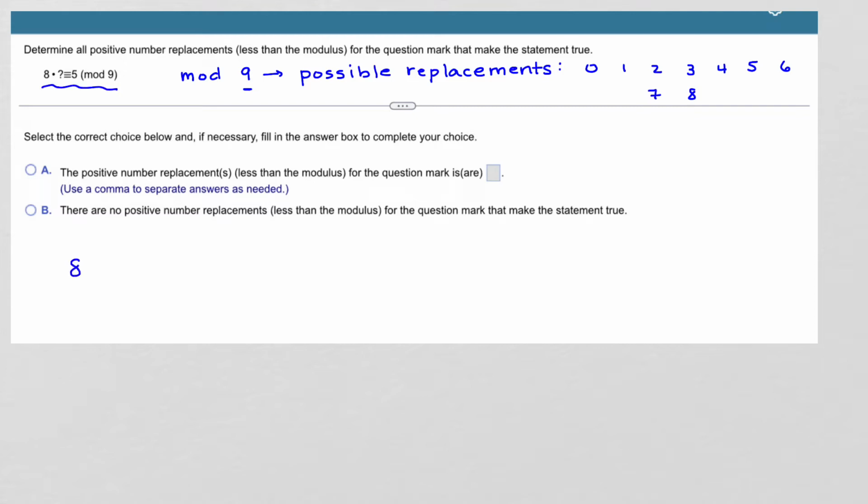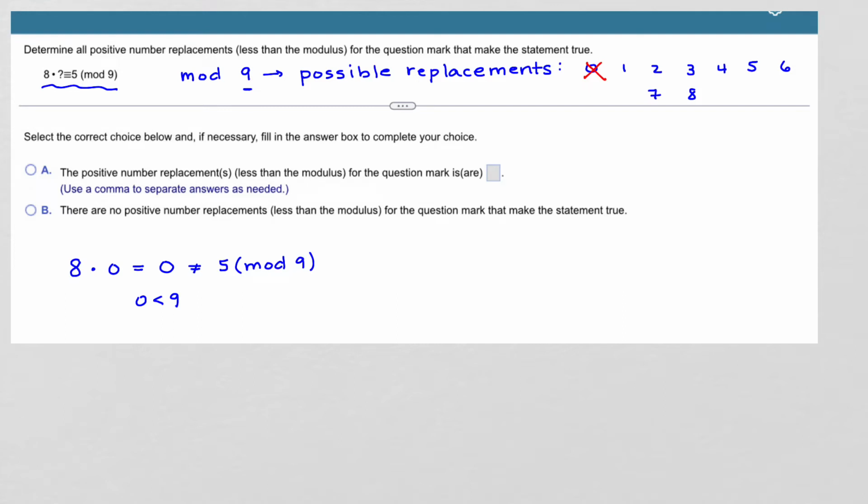So here we have 8 times, start with 0. What does that equal? Well, 8 times 0 is 0. And since 0 is less than 9, I don't have to convert this to a mod 9 number, so I'm ready to compare that with 5 mod 9. And it's not equal, so therefore 0 is not a good number. So let's cross that one out.